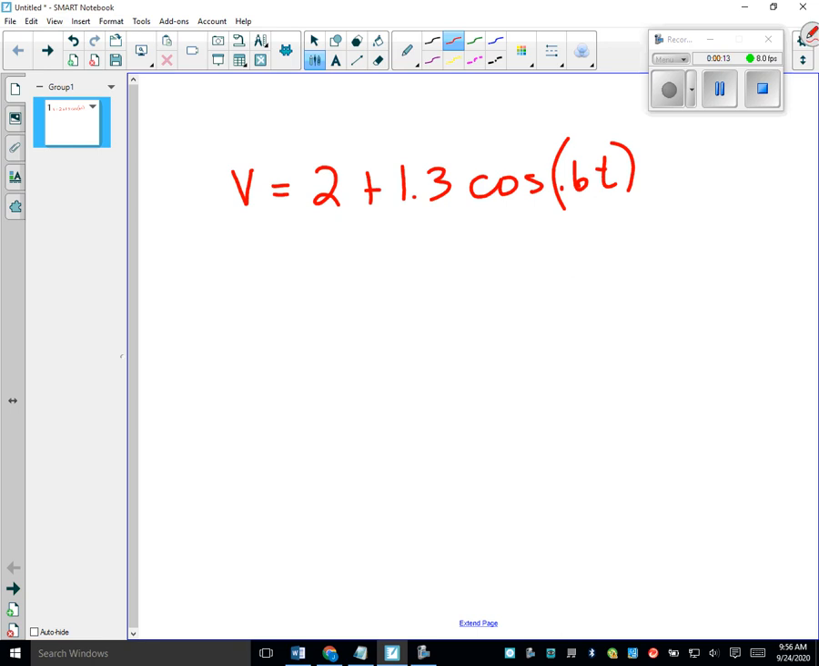I want to know what is the acceleration of the particle at t equals 2. What is acceleration? How do I find acceleration? Double derivative. Or wait, just, I guess this is false. Derivative and plug in 2.